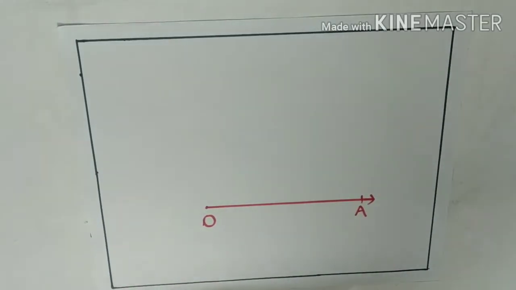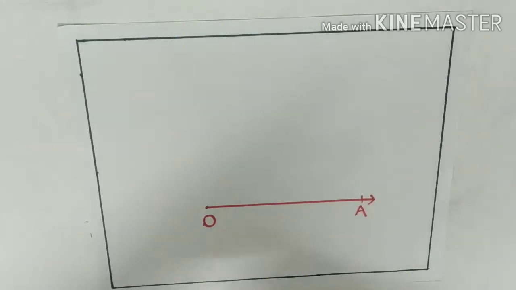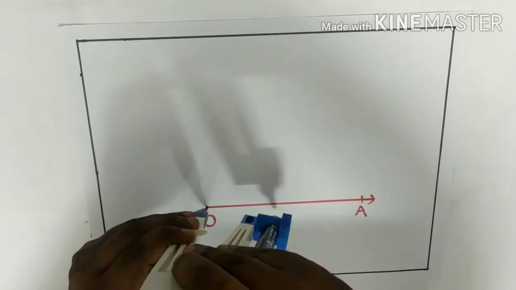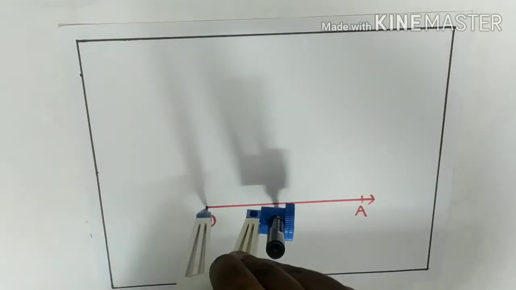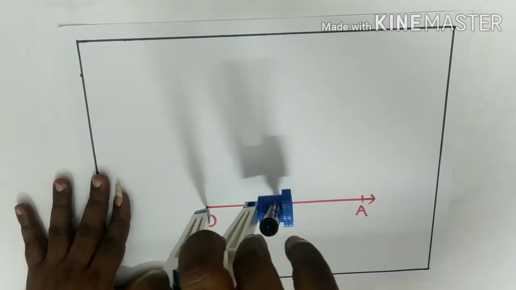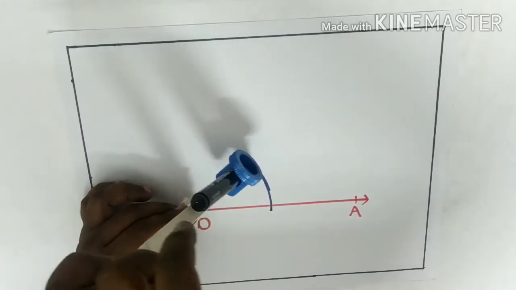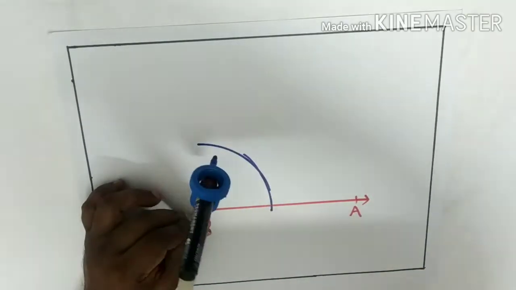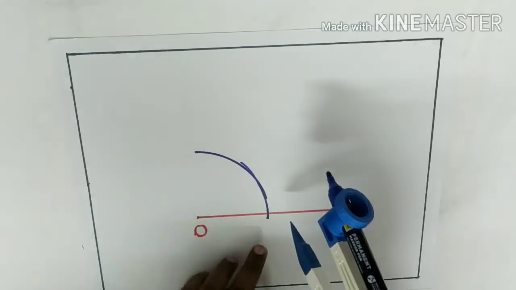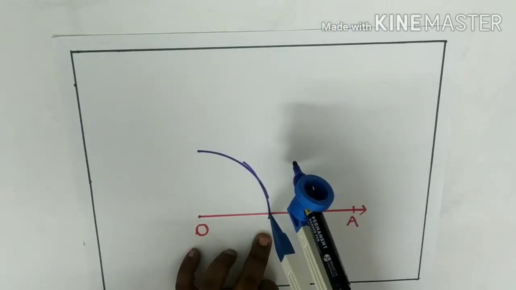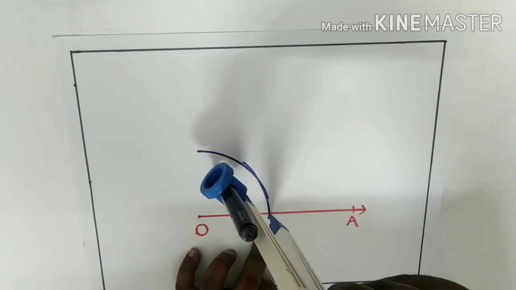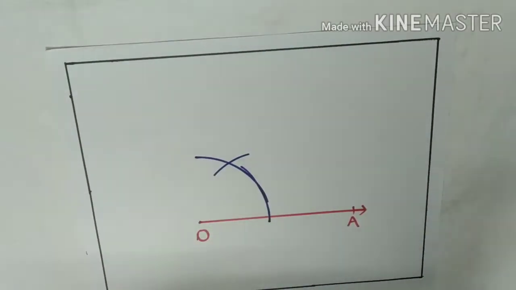Now, construction of angle 60 degrees. As you wish, you take any one distance and draw one arc. Now where the first arc and the line are intersecting, place the needle there and cut the previous arc. Cut the previous arc. The reason behind this, I will tell you.